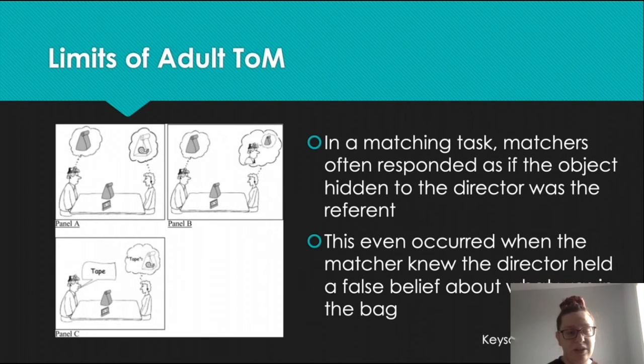In another study, participants were asked to complete a matching task. Matchers often responded as if the object hidden from the director was being referred to. This occurred even when the matcher knew the director held a false belief about what was in the bag. This indicates that important elements of adults' theory of mind are not fully incorporated into the human comprehension system at all times.